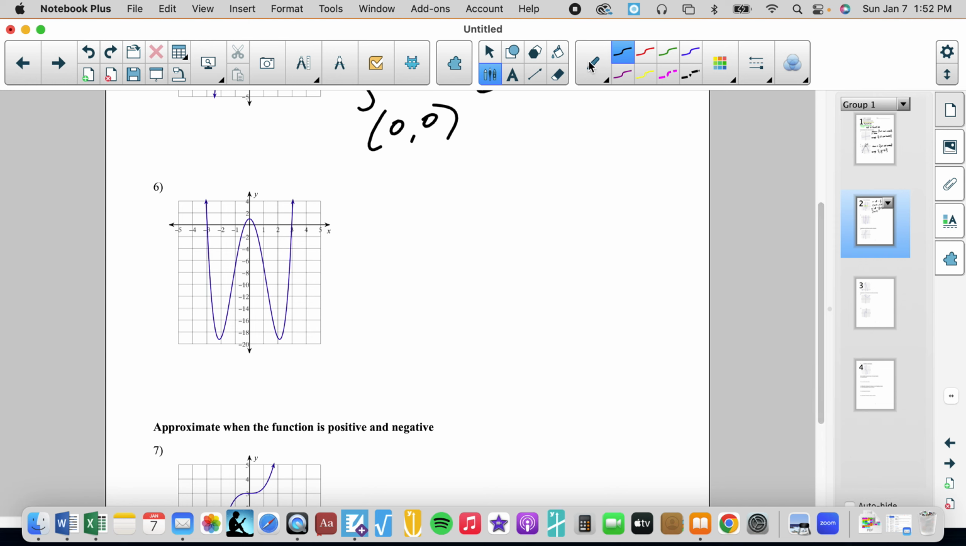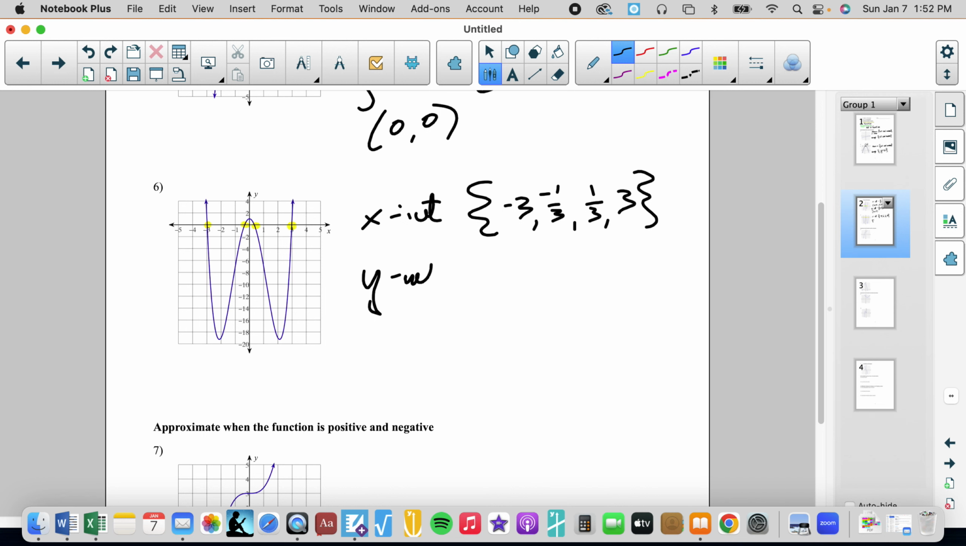So x-intercepts again, let's use a little one. So -3, that could be a third, -1/3, and 1/3, it could be a half. I'm okay. It says approximate, so give me your best. So I'm going to say -3, -1/3, 1/3, and 3.